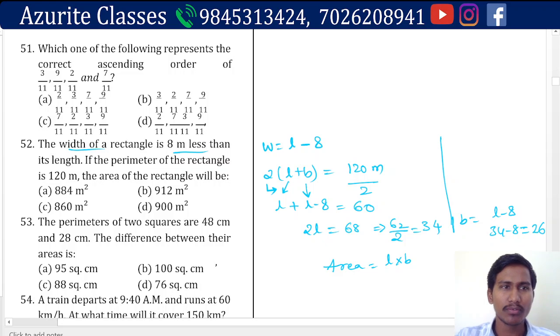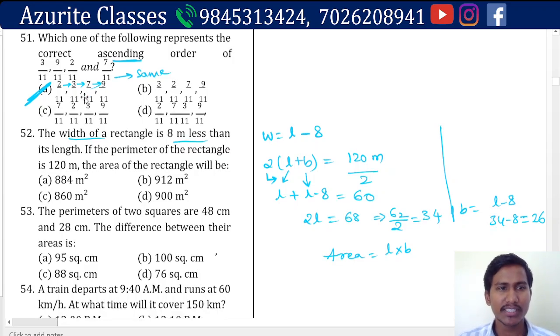Okay, so ascending order. What is ascending? Means increasing order. All the denominators are same, so directly we have to write it in the increasing order, right? So that is small to big. So small to big, it is there in which option? That is A. So 2, then 3, then 7, then 9, right? So that is why the answer is option A here.